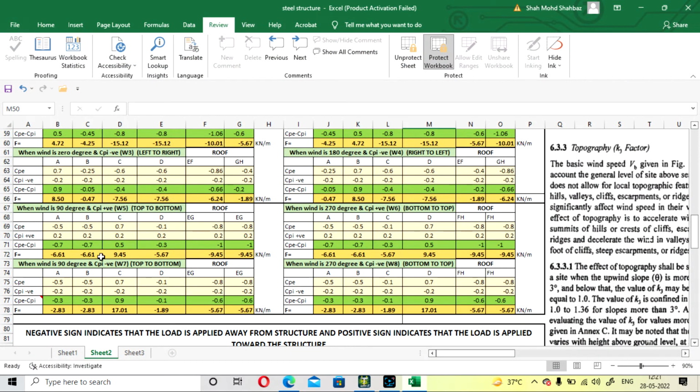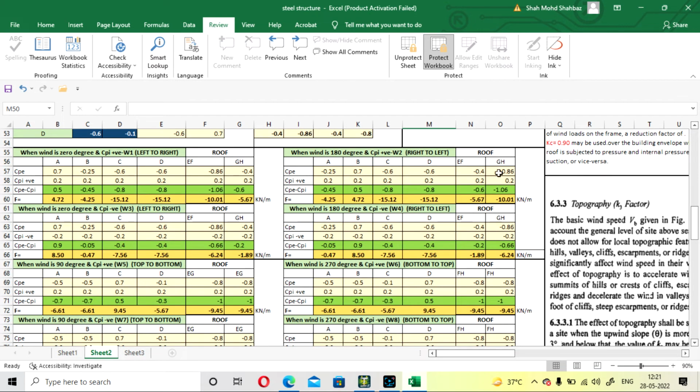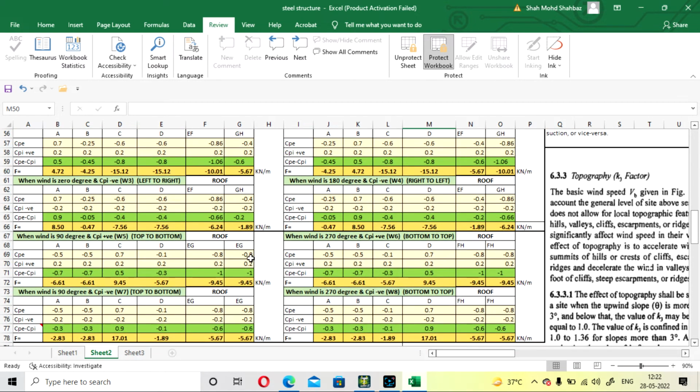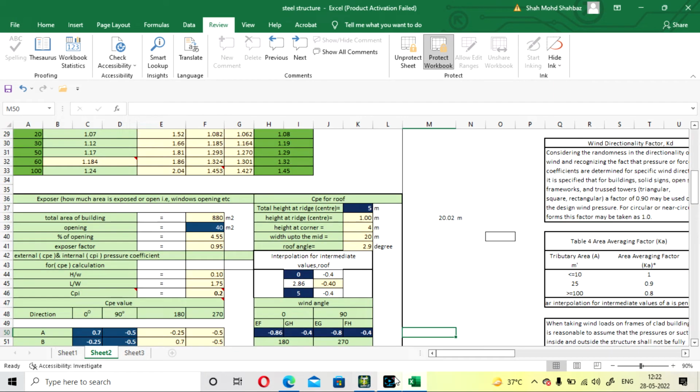See here, C will be positive and all values will be negative as it is going outside the structure. In a similar way you can check this also, whether it is correct or not. It is going toward the structure or away from the structure, or the direction will be there. And for the roof also all the values will be present. You can just put your initial values in the calculation and you will find the result.